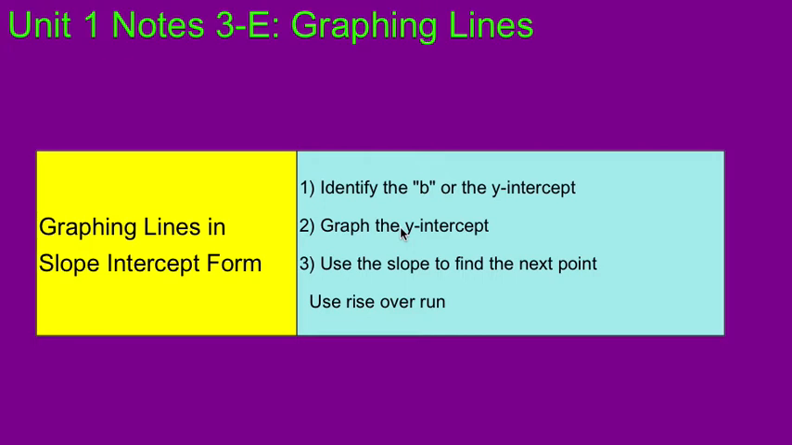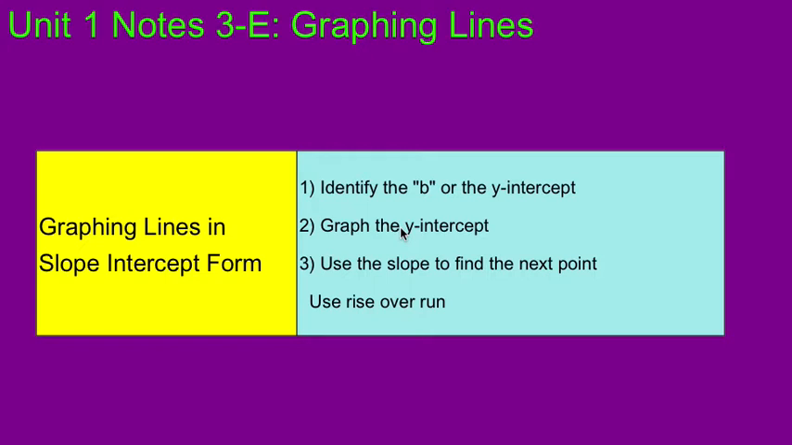And welcome to Unit 1, Notes 3E, where we're going to be talking about graphing lines. So the first thing you want to do when you're graphing lines is to identify the b or the y-intercept. So when we're talking about slope-intercept form, which is y equals mx plus b, that is the one that's being added on at the end. That's where you're crossing the y-axis.